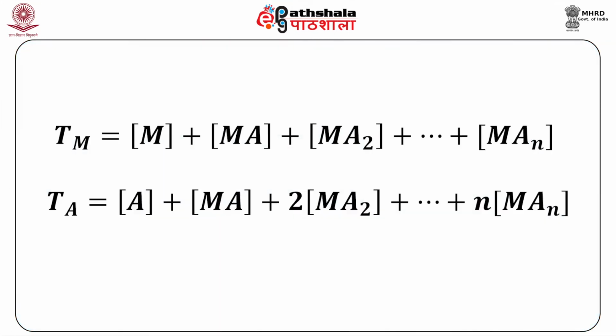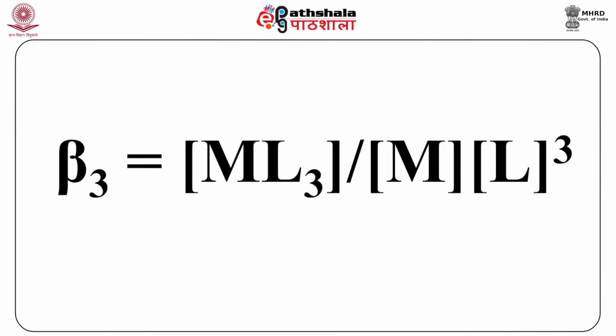Tm is equal to concentration of M plus concentration of MA plus concentration of MA2 up to concentration of MAn. Ta is equal to concentration of A plus concentration of MA plus twice the concentration of MA2 up to n times the concentration of MAn. Relation between K1, K2 and Kn and beta n. Consider the expression for beta 3.